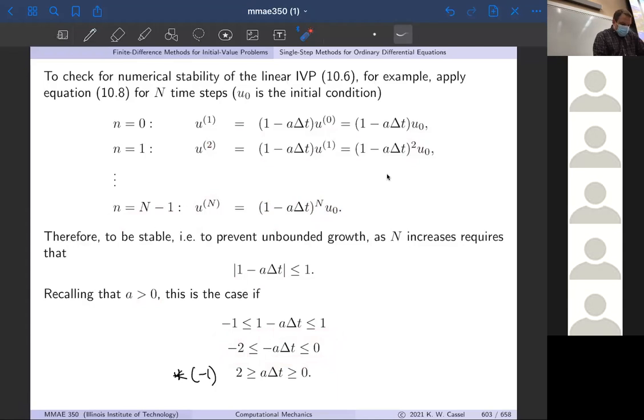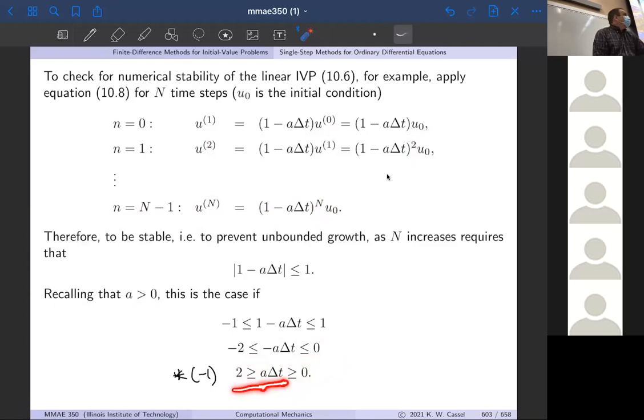If I multiply by negative 1, that flips the inequalities. The less than or equal to's become greater than or equal to's. Remember that from algebra. And so then I have that 2 has to be greater than or equal to a delta t, has to be greater than or equal to 0. So then you just ask, is that true? Well, let's look at the right inequality. So a is positive, delta t is positive. So yeah, the product is always bigger than 0. So that's fine. Check.